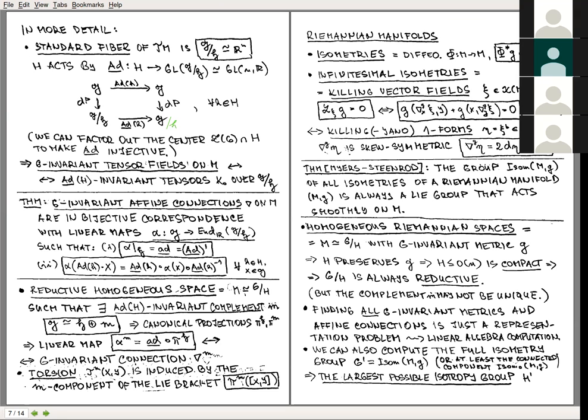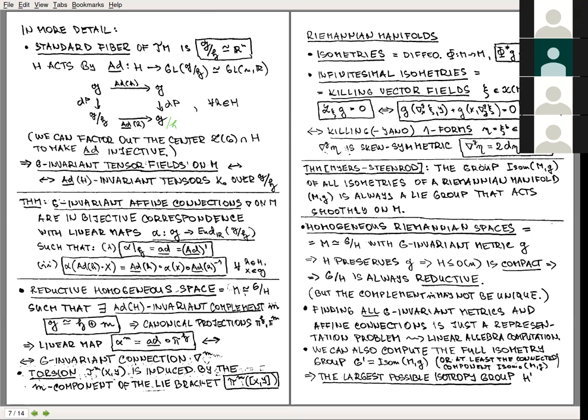In case the adjoint representation restricted to H is not faithful, we can just factor out the center intersected with H to make this representation injective, so we really get some group H, which this way is embedded in GL(n,R).